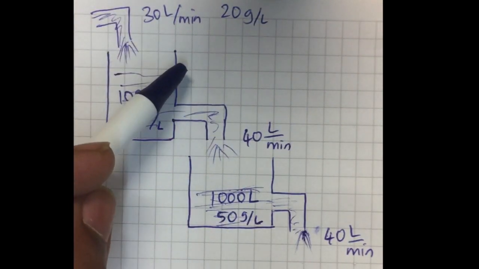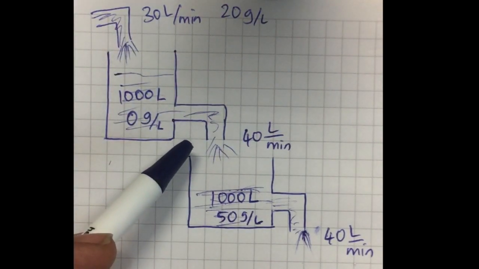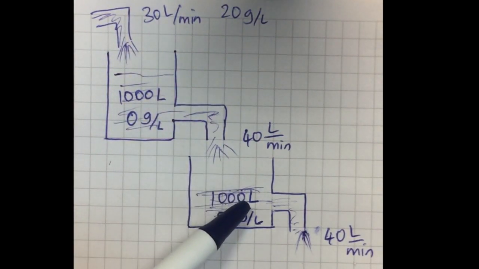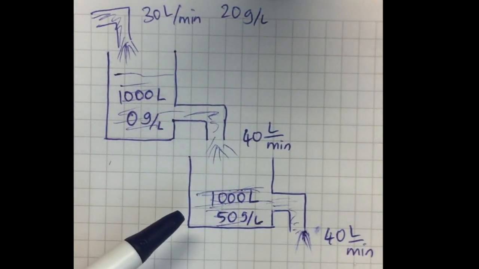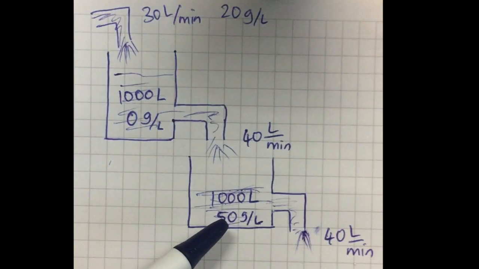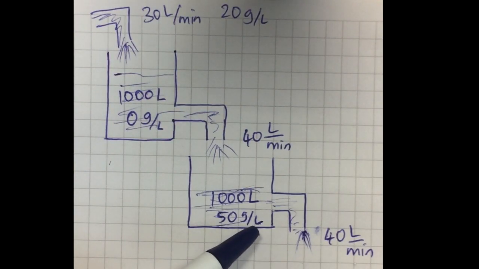Once we figure out what happens in tank 1, we then start to analyze what happens in tank 2. Tank 2 is also 1000 liters capacity, but initially at time 0, it's going to have a salt concentration of 50 grams per liter in it. So for every 1 liter of water, there's going to be 50 grams of salt in it.